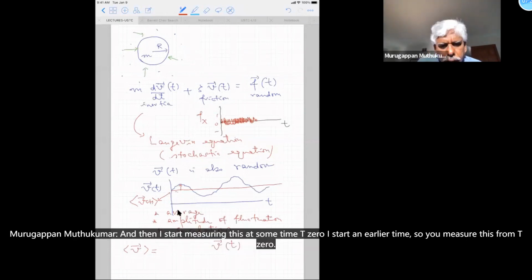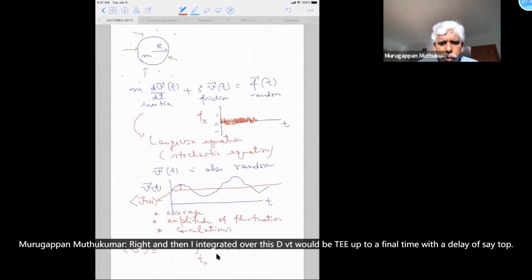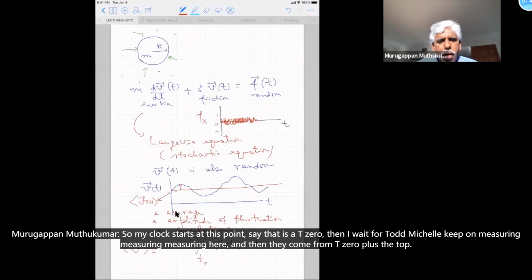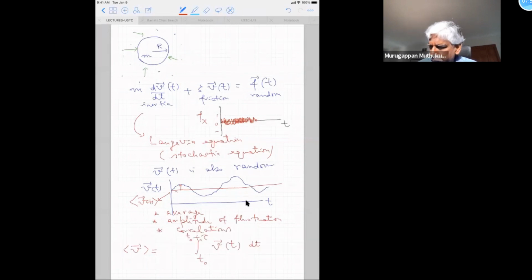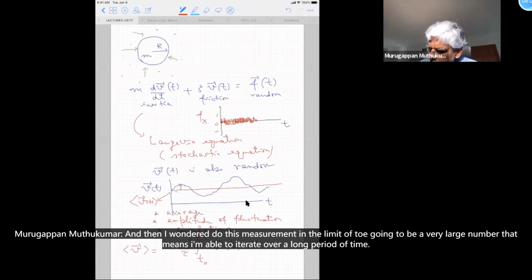And then I start measuring this at some time, T0. I start at an earlier time. So I measure this from T0, right? And then I integrate over this dV over dt up to a final time with a delay of, say, tau. So my clock starts at this point, say that is at T0. Then I wait for tau, and keep on measuring here. And then I come from T0 plus tau, right? And then I average over this duration. And then I want to do this measurement in the limit of tau going to a very large number. That means I'm able to average over a long period of time.